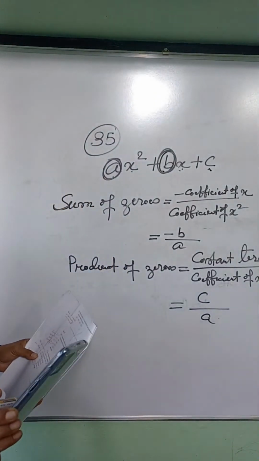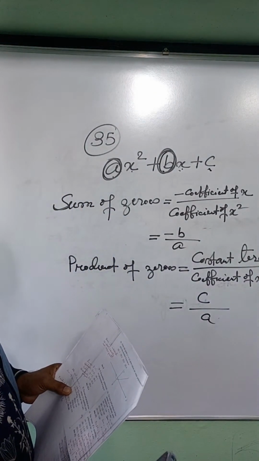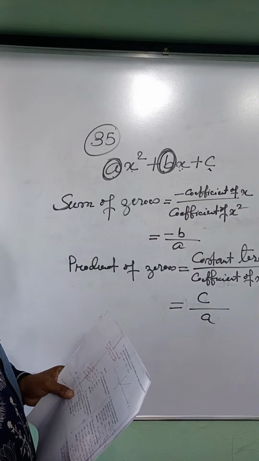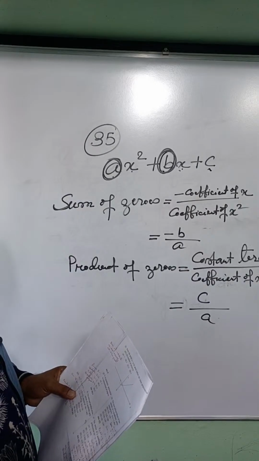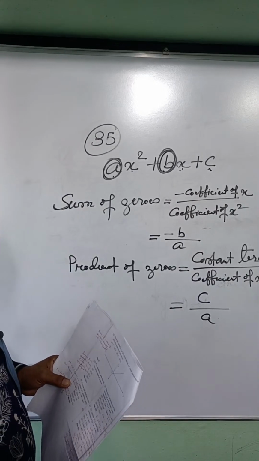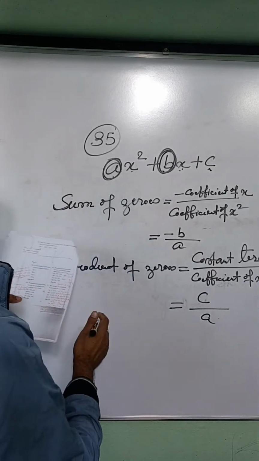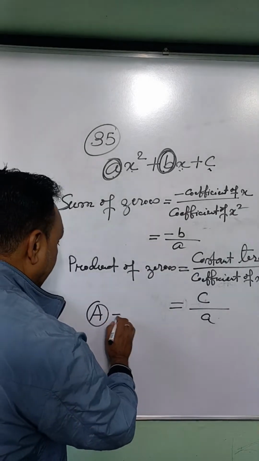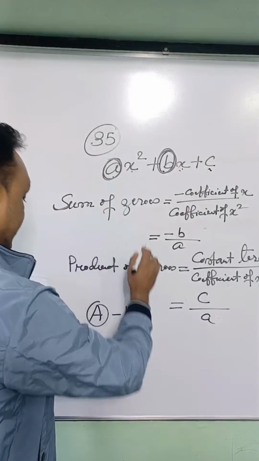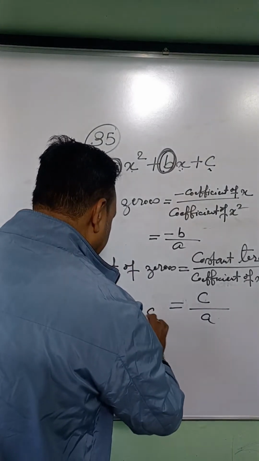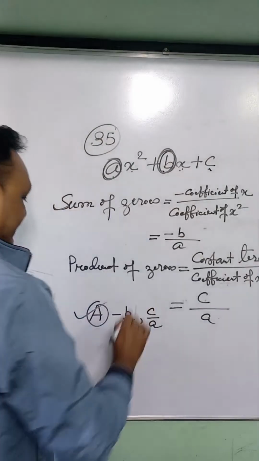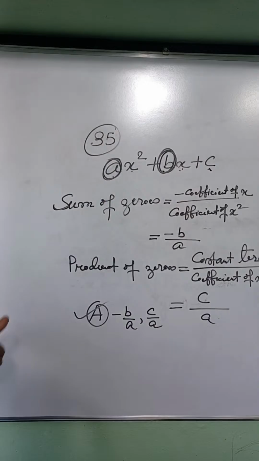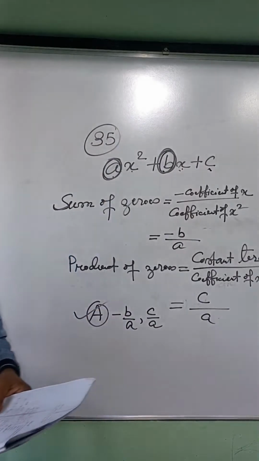All right. Okay. So the answer will be option A. Option A, that is minus b by a, the sum of the zeros, comma c by a. Option A is the correct answer. Sum of the zeros is minus b by a. Product of the zeros is c by a. All right. Very simple.